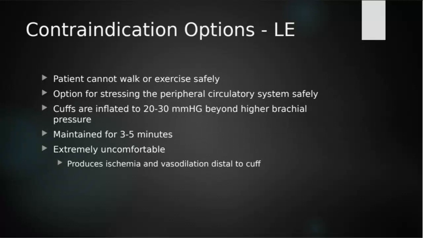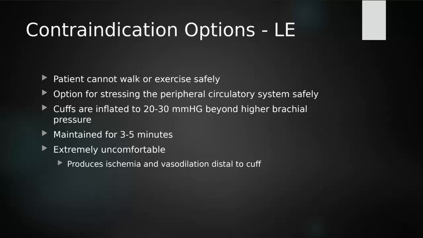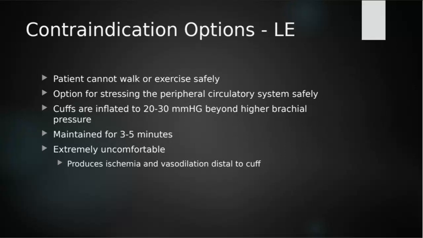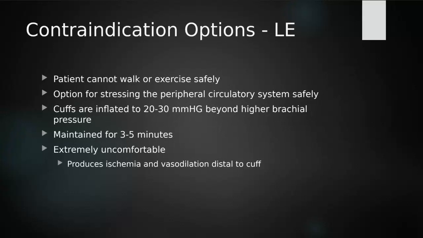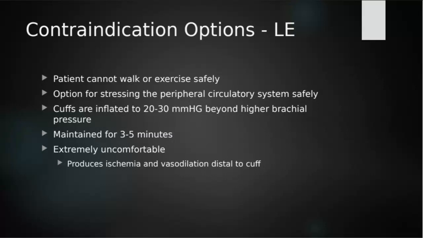So we are going to inflate the ankle cuffs 20 to 30 millimeters of mercury beyond the highest brachial pressure. So if our brachial pressure on the left side is 130, 140 on the right side, we're going to increase both ankles' pressure to at least 160, if not 170 on both sides. We're keeping that pressure on for 3 to 5 minutes. So we're basically cutting off all blood supply to their feet for 5 minutes.